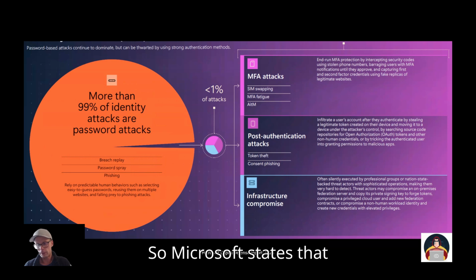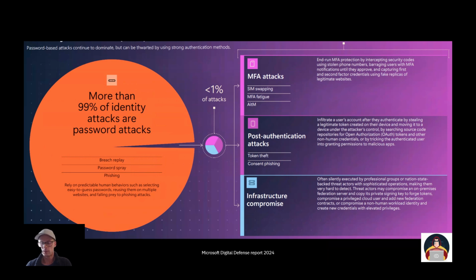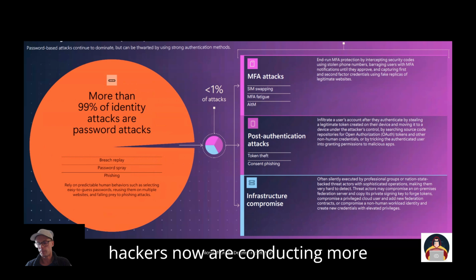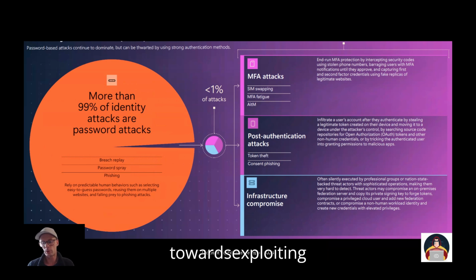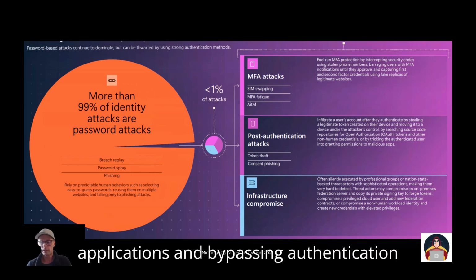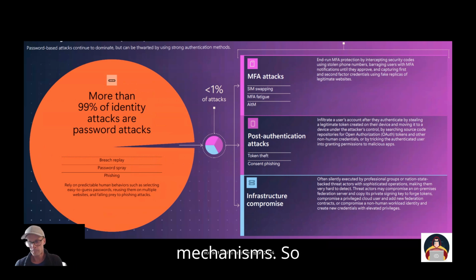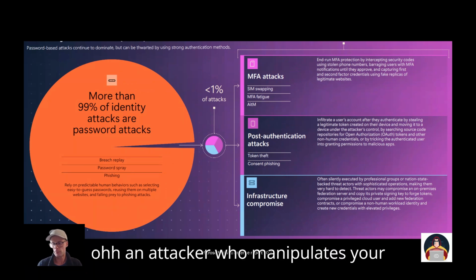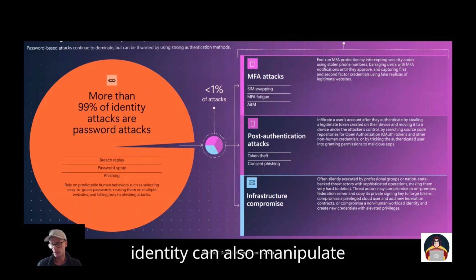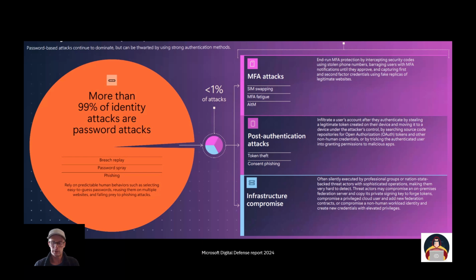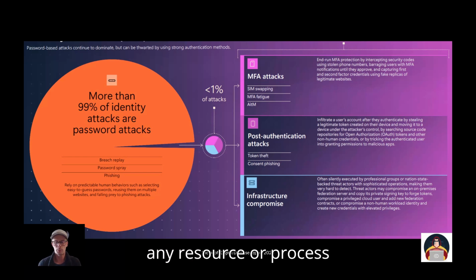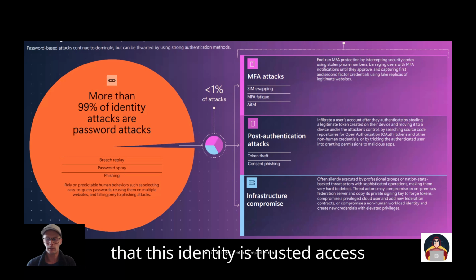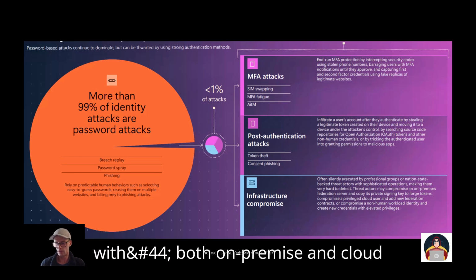So Microsoft states that hackers now are moving more towards exploiting applications and bypassing authentication mechanisms. An attacker who manipulates your identity can also manipulate any resource or process that this identity has trusted access to, both on-premises and cloud services.